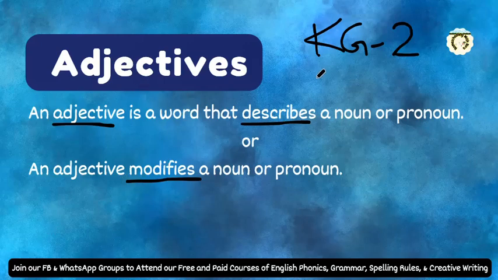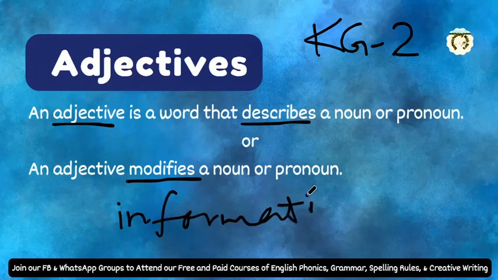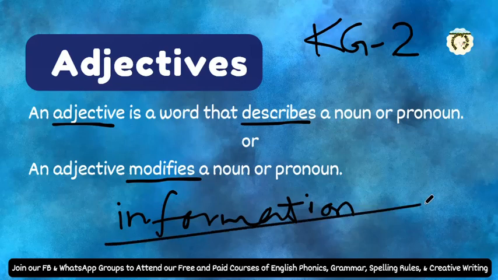Simply change these two words with the word information. An adjective is a word that gives us information about nouns and pronouns, right? So it will be easier for them to understand and to absorb the concept. What are adjectives? Adjectives give us information about nouns or pronouns. And after that, you can give them some examples and it will be pretty easy for them to understand what are adjectives and how do we use them.